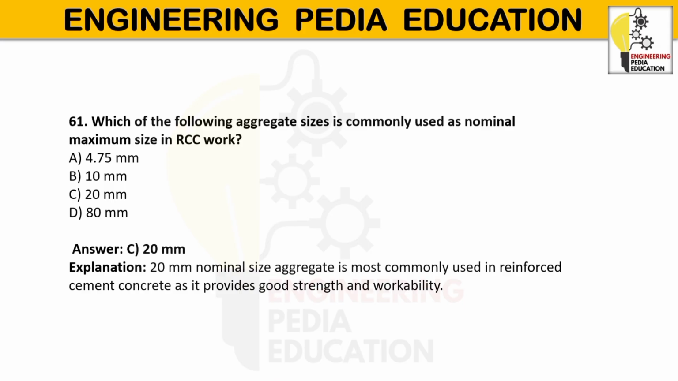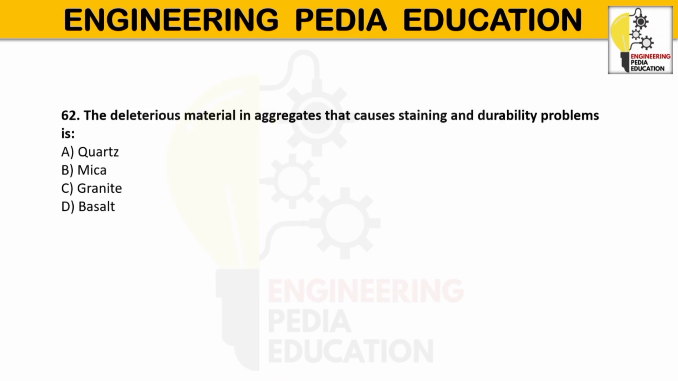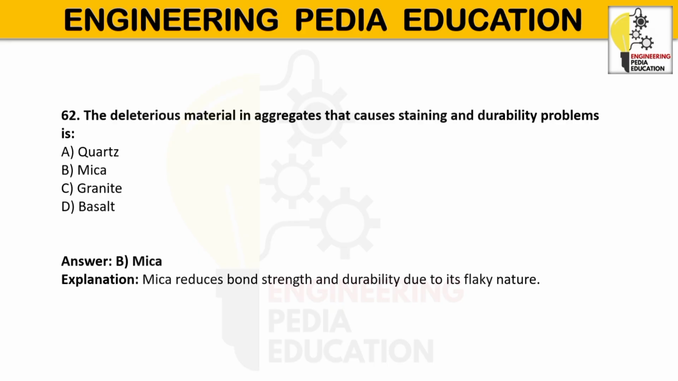The deleterious material in aggregate that causes staining and durability problems is quartz, mica, granite, basalt. So the correct option is mica. Mica reduces bond strength and durability due to its flaky nature. Deleterious material is what? Mica, because it reduces bond strength and durability due to its flaky nature.